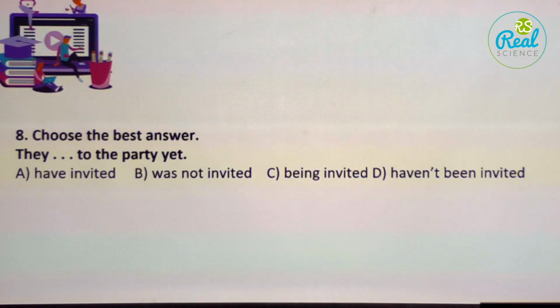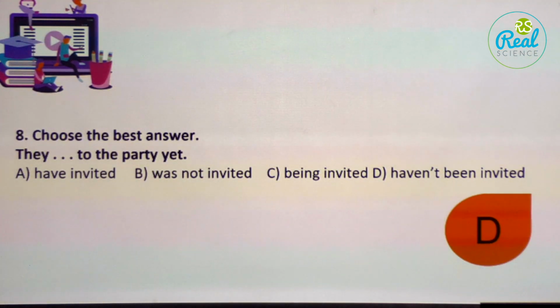Next one. Choose the best answer. They haven't been invited to the party yet. Haven't invited. Haven't been invited. Yes, haven't been, D. It's the most suitable as you have the subject they at the start, and there you have the keyword yet.